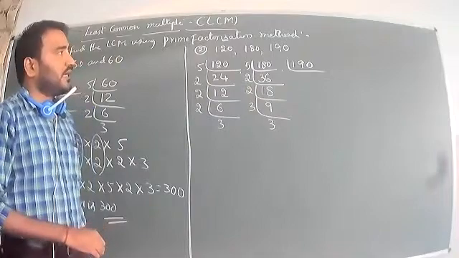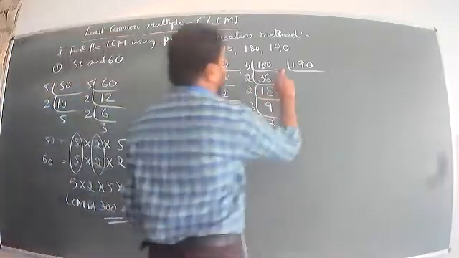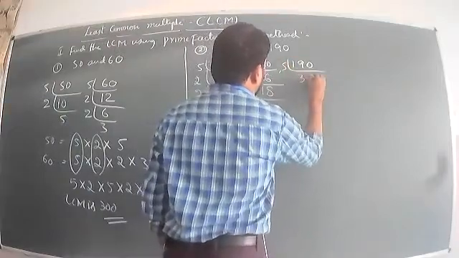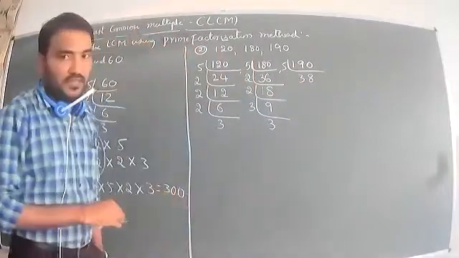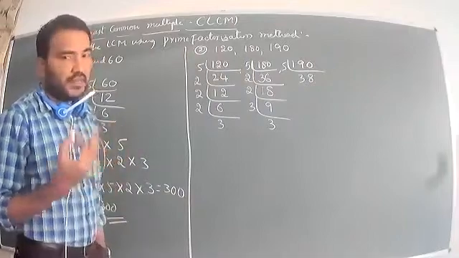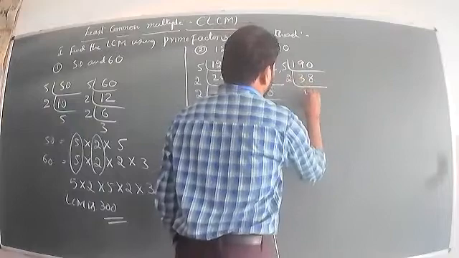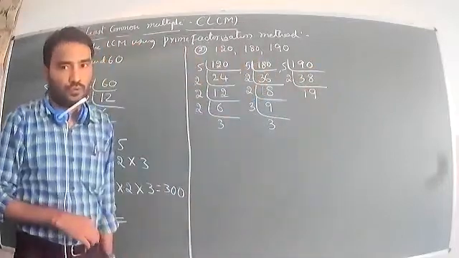Next I will go for 190. 190 we can take. So this is also we can using 5. 5 3 the 15, 5 8 the 40. 5 3 the 15, 4 remaining, 5 8 the 40. Taken 2 again. 2 1 the 2, 2 9 the.